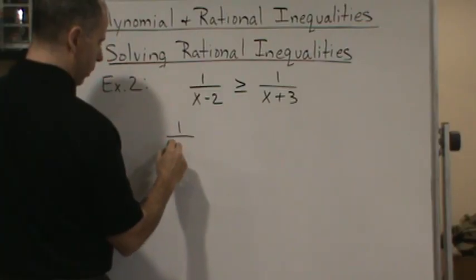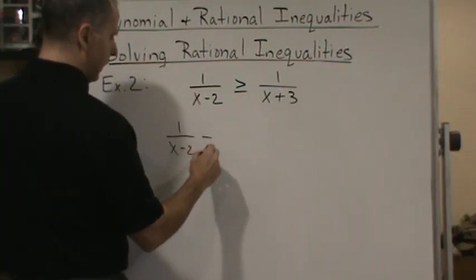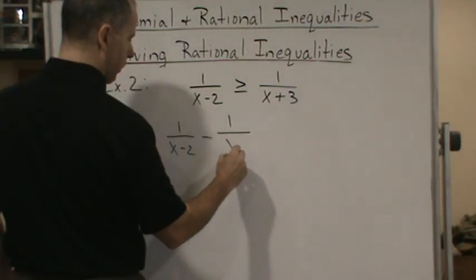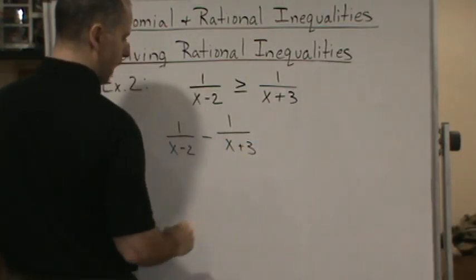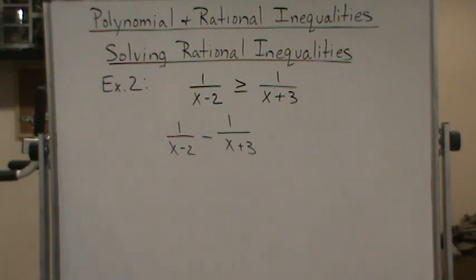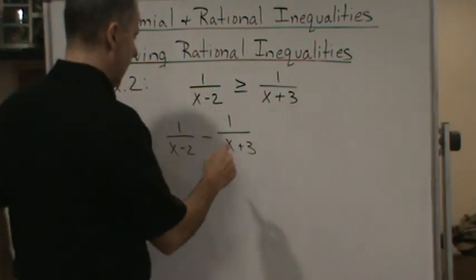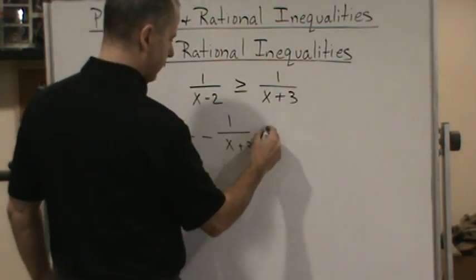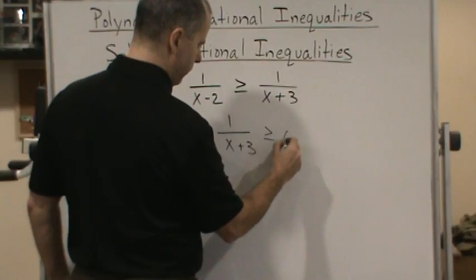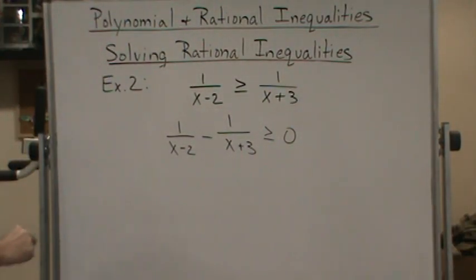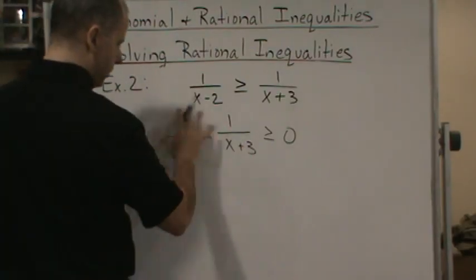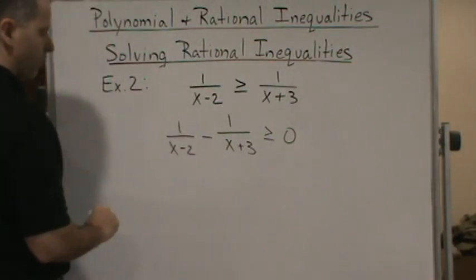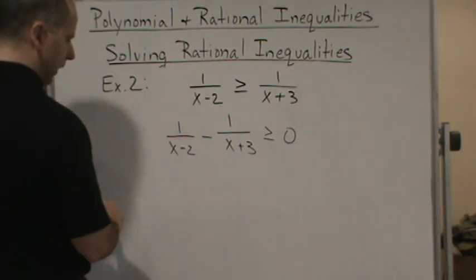I get 1 over x minus 2 minus 1 over x plus 3. Okay? And so that's what I get on this side, because I'm just subtracting this from both sides. So I get this, and of course this will give me 0, and so I get that. So now I'm going to make this into one large rational expression, so I'm going to get a common denominator.